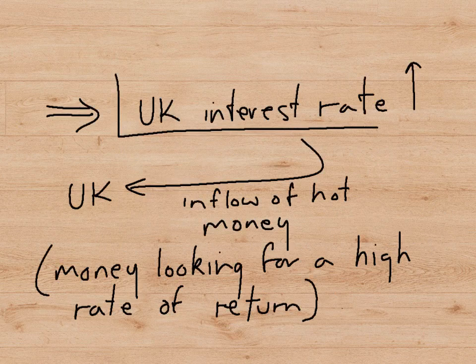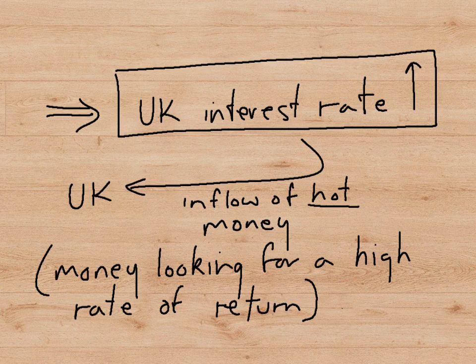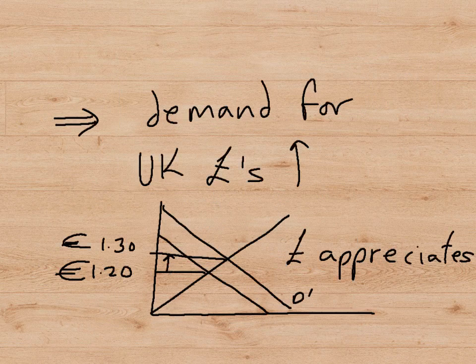So if UK interest rates were to rise relative to those in the Eurozone, there would be an inflow of hot money into the United Kingdom from overseas. Hot money is defined as money which is looking for a high rate of return. So if the UK interest rate rose, the rate of return offered in the UK to investors would also rise, and this would cause an inflow of hot money. As hot money came into the United Kingdom, demand for UK pounds would in fact increase, the demand curve would shift to the right, and there would be an appreciation of the UK pound.